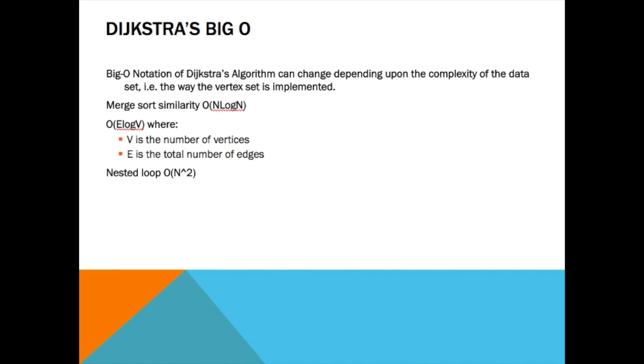The big O notation for Dijkstra's algorithm can change depending on the complexity of the data set, i.e. the way that the vertex set is implemented. Because Dijkstra's algorithm does not recheck the shortest routes to the vertices that it has already visited or confirmed, Dijkstra's algorithm, big O, is most likely some combination of logarithmic O(log n) and linear O(n). The vertex implementation may produce a best worst case runtime denoted as O(E log V), where V is the number of vertices and E is the total number of edges.